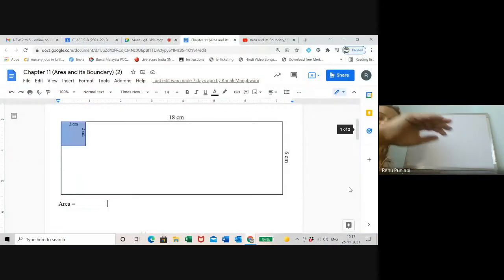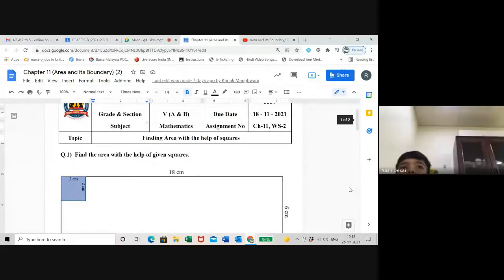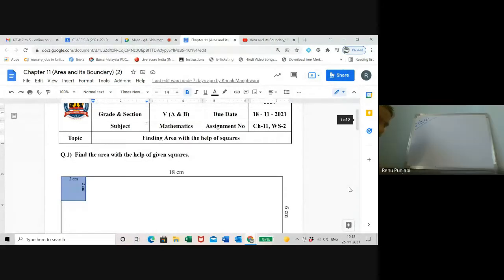Is this visible to you all? Yes, ma'am. See, this worksheet, I want to explain that this is a rectangle. Why is this a rectangle? Because the opposite sides are the same and the length and breadth are different. One is 18 centimeter and the other is 6 centimeter. So this is also 18 centimeter and this is also 6 centimeter.